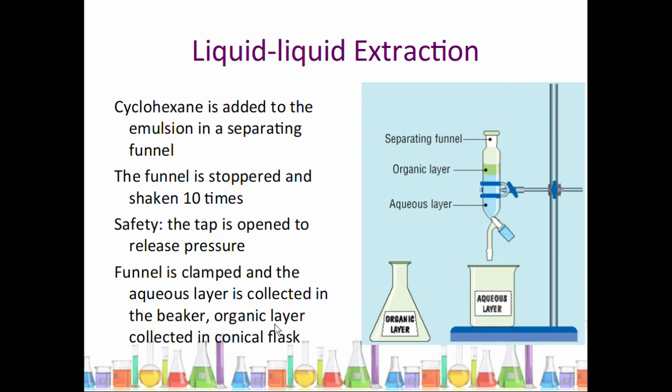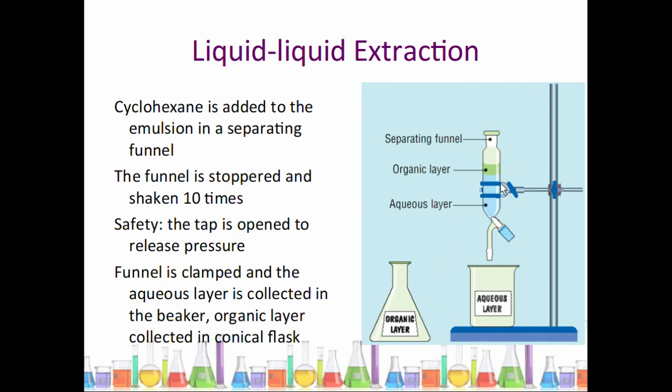The tap is open to release the pressure that has built up from you shaking the funnel. You're then going to clamp it, and the aqueous layer, the water layer, is going to be on bottom, and the organic layer or the non-polar layer is going to be on top. So this is where your oil is going to be. So we release the aqueous layer into a beaker and then we're going to collect the organic layer in a conical flask. So we're collecting our organic layer over here.